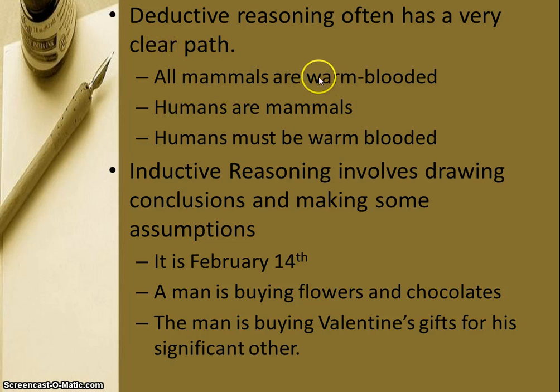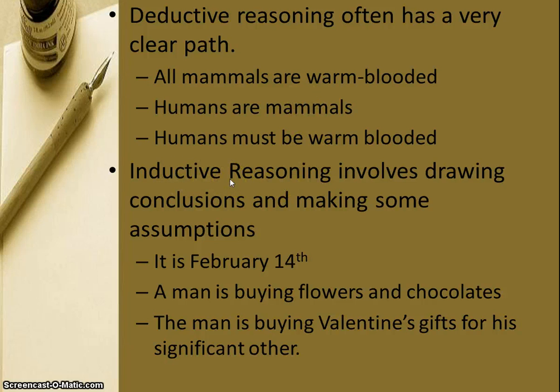Clear path, very simple. All mammals are warm-blooded. Humans are mammals. Okay, so if humans are mammals and all mammals are warm-blooded, then clearly humans must be warm-blooded. That is a deductive reasoning path.